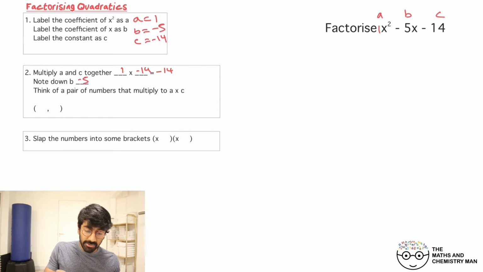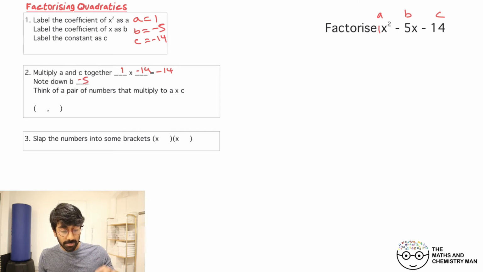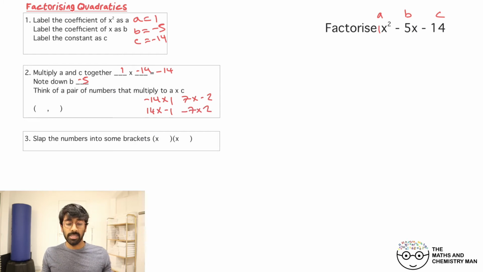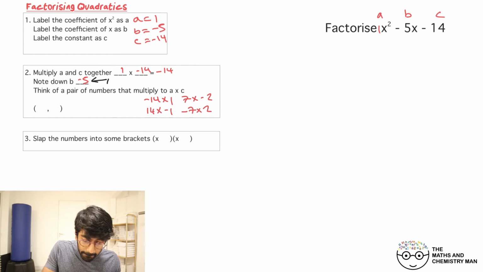B was minus 5. And now we're going to start thinking of pairs of numbers that multiply to give minus 14. So what's that going to be? That's going to be minus 14 times 1, or 14 times minus 1, or we can do 7 times minus 2, or minus 7 times 2. Okay, either one of those. Now, which one of these are we going to pick? We're going to pick the one that adds to give me minus 5.